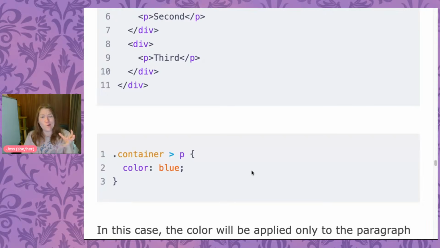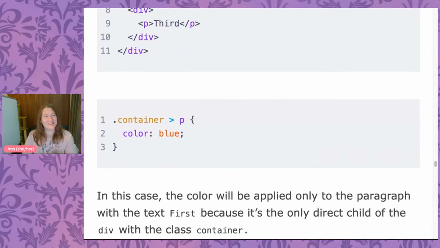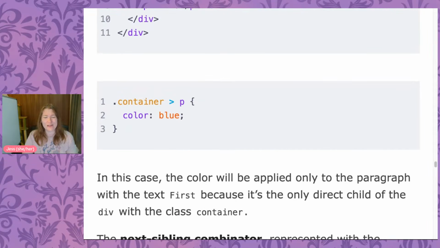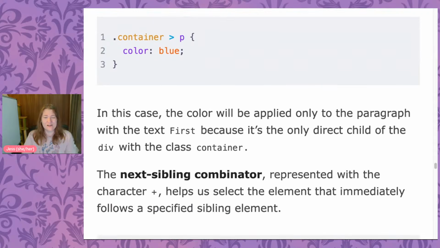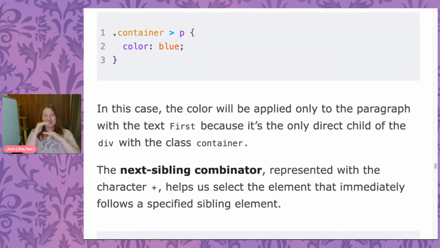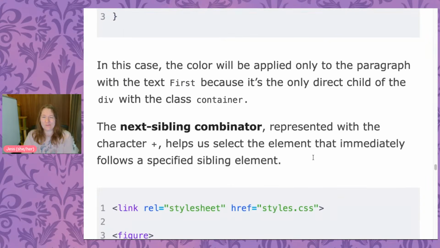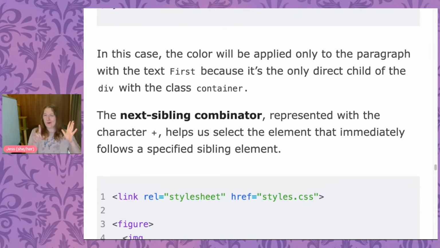And if you're like, oh no, don't worry. These are weird. We're just going to play with them until they feel less weird. The same way that we have parents and children, we can have next siblings. And the next sibling is marked with the plus. I almost never use this, but when I use it, it is such a good shortcut. So that means, go ahead and select the element that immediately follows a sibling.